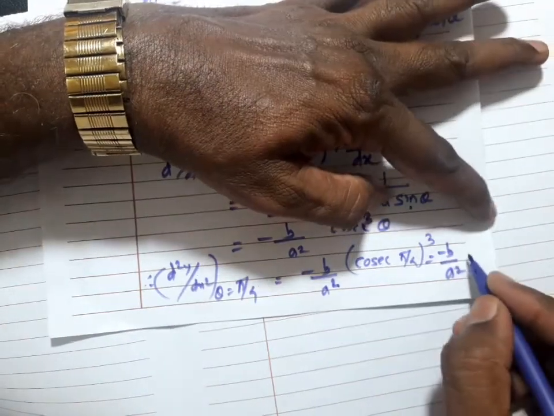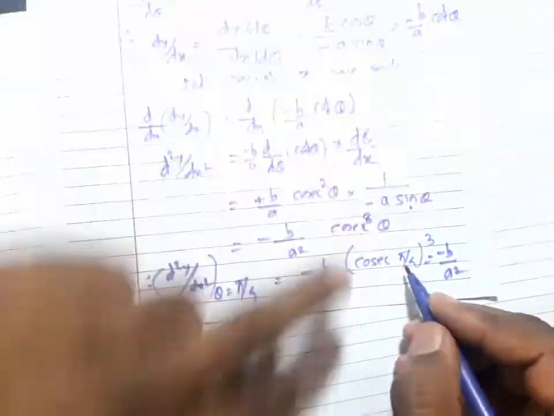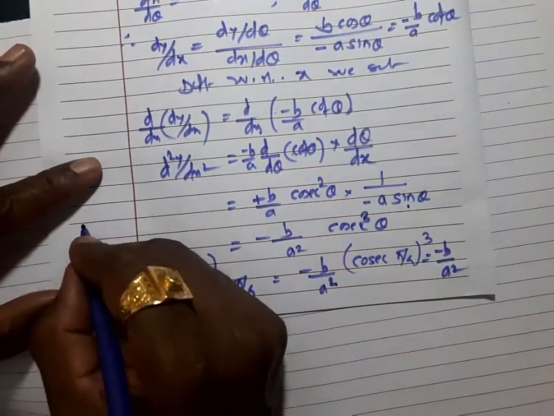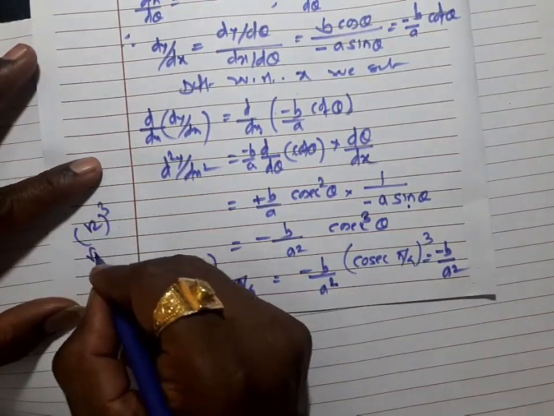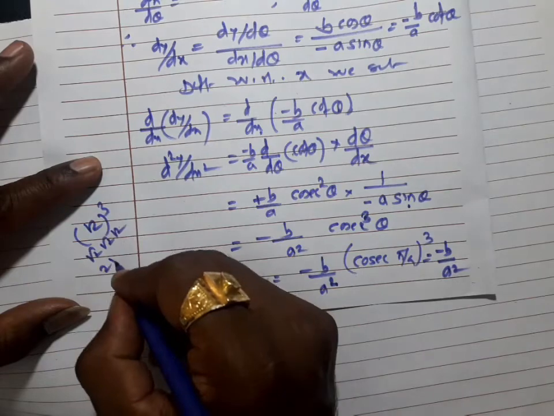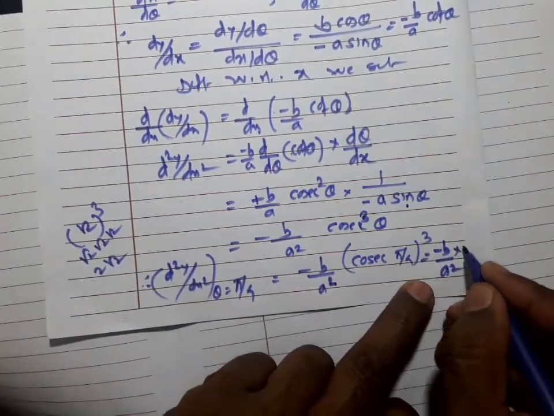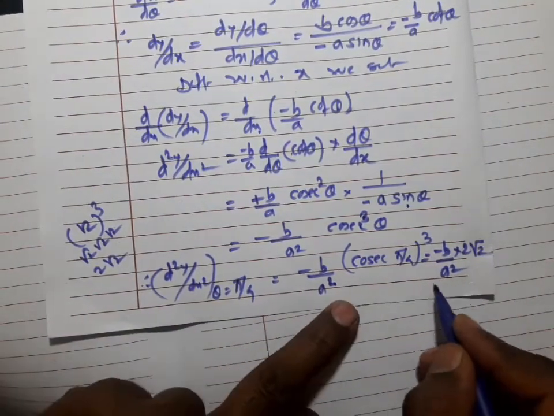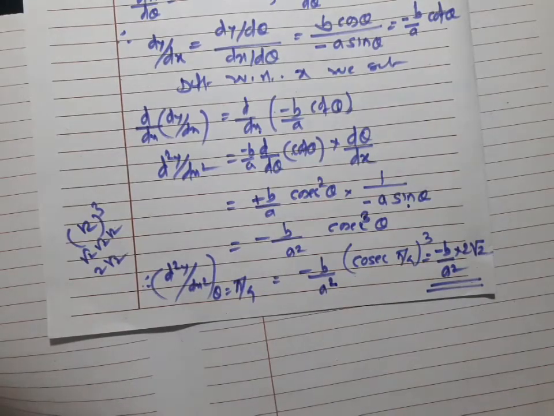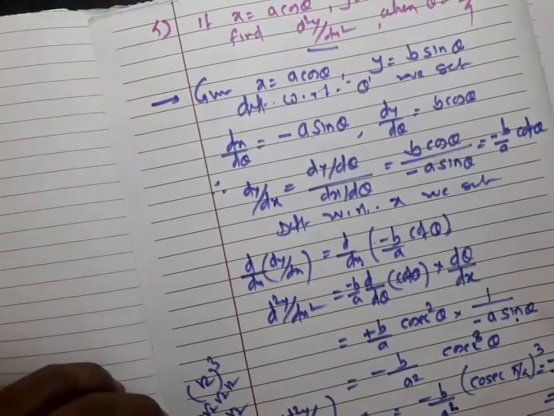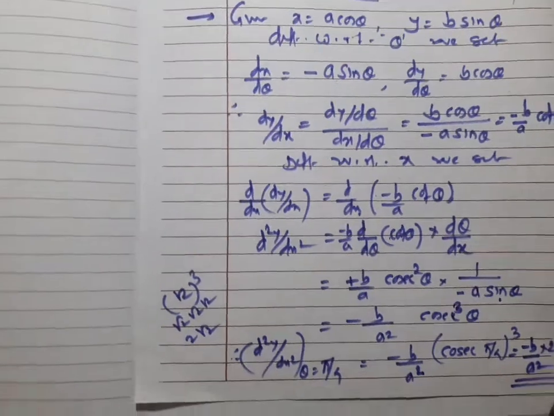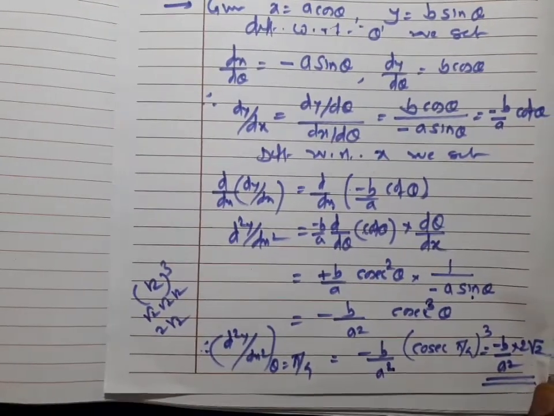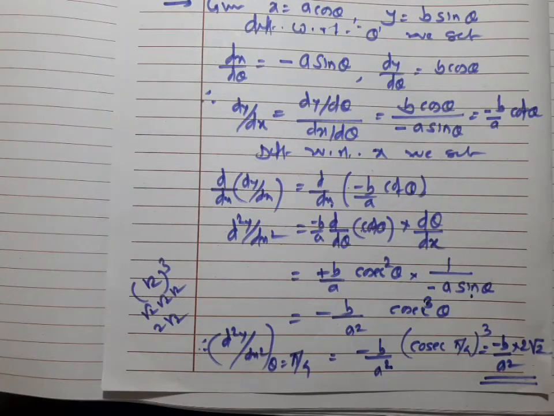So root 2 raised to 3 is root 2 into root 2 into root 2. That is 2 root 2. So 2 root 2 is the final answer of d2y by dx square when theta is equal to pi by 4.